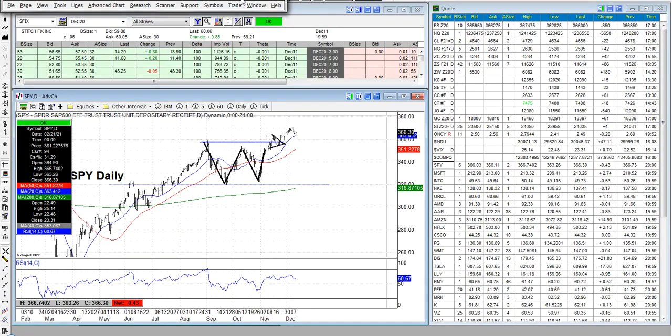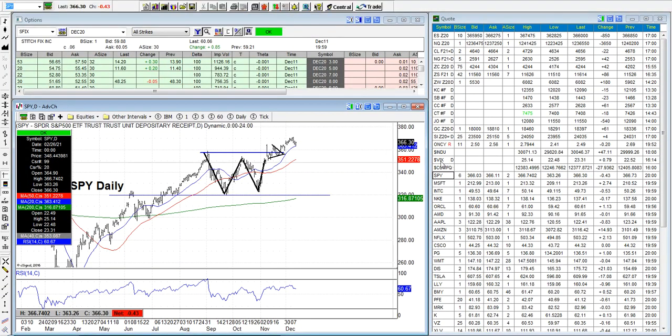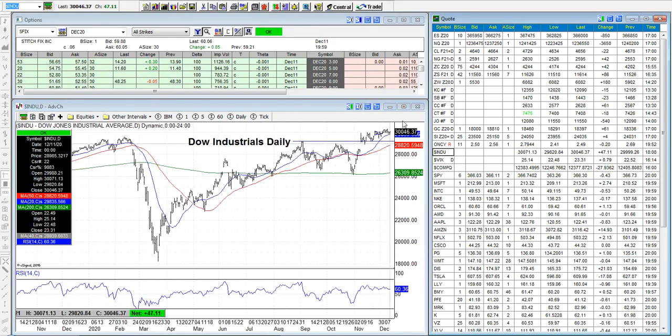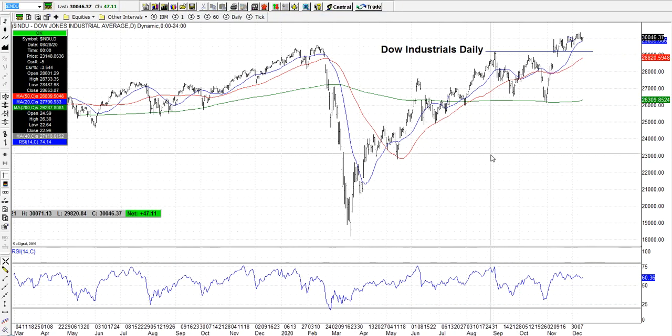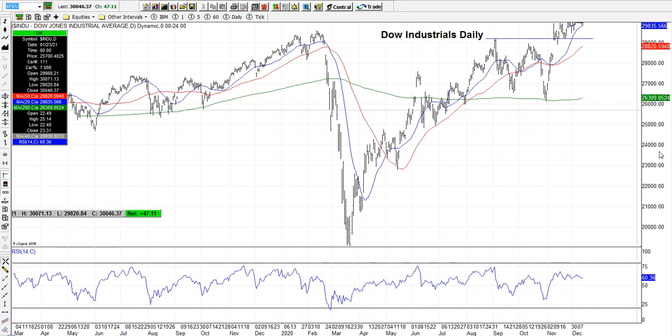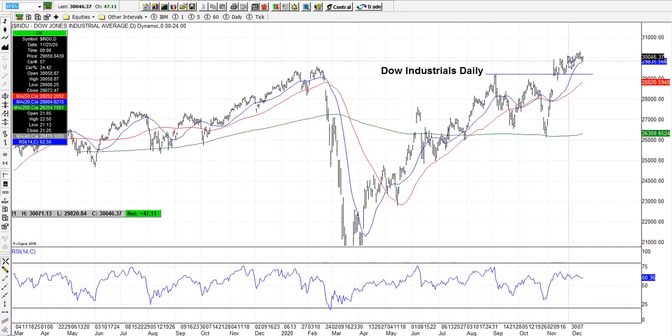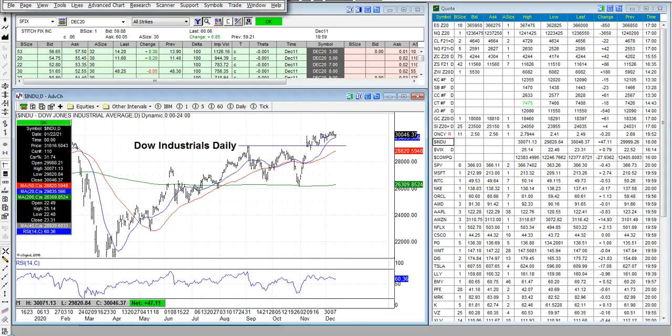So what else we have? Let's take a look at the Dow. Dow Industrials still above the resistance line here. We had a small triangle pattern right here. I know you can't really see it, but the Dow is still above the resistance line and falling right on the 20-day moving average. Let's take a look at the NASDAQ.